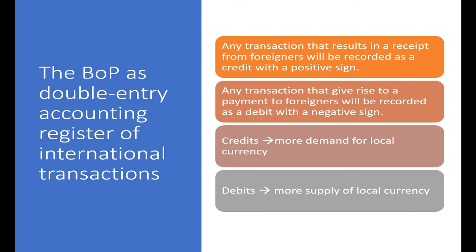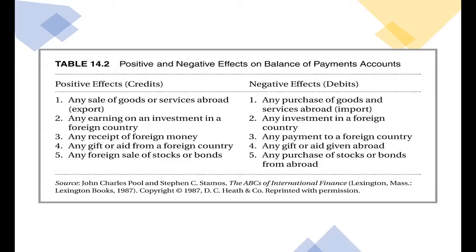And if you are debiting, if you are importing, then you need to pay in the foreign currency, and therefore it is the demand for foreign currency that will go up and the supply of Naira, because there will be more Naira that would have to be supplied in order to buy the foreign currency. In our example, the pound as an example, okay? So just keep that in mind.